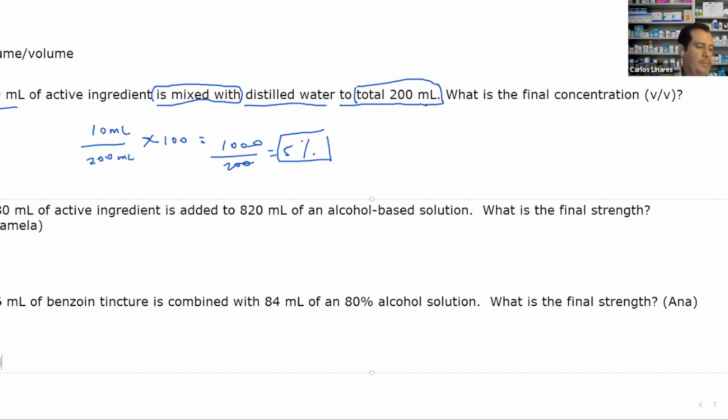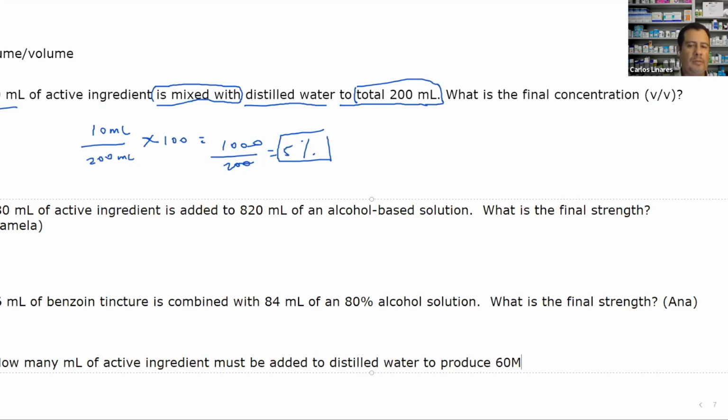Rhea, how many mLs of active ingredient must be added to distilled water to produce 60 mLs of a 25% solution? I said Rhea, right? Okay.